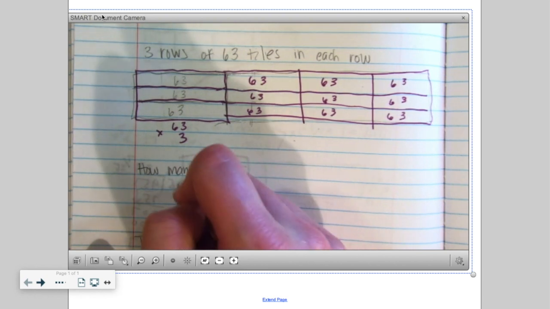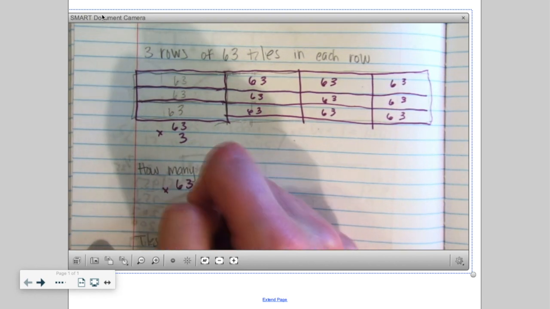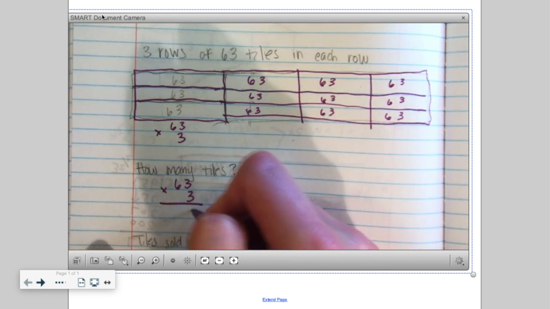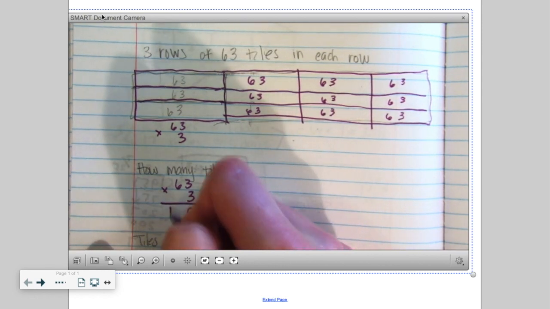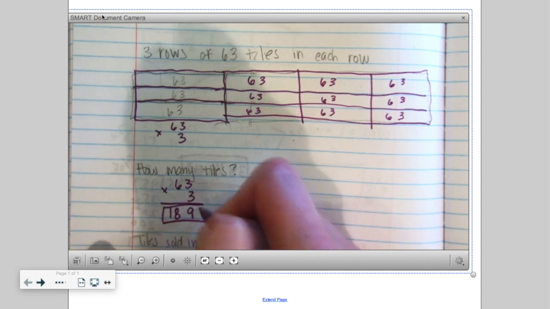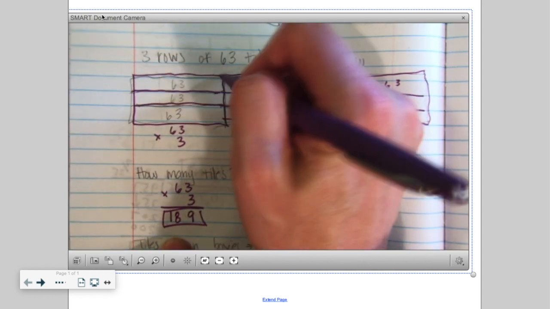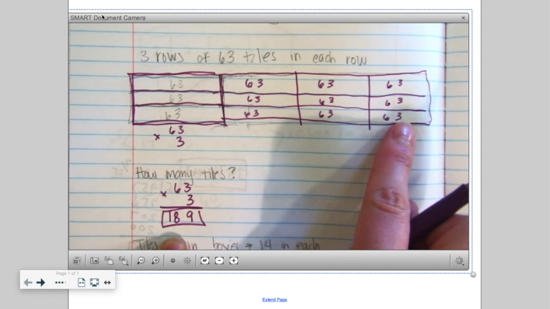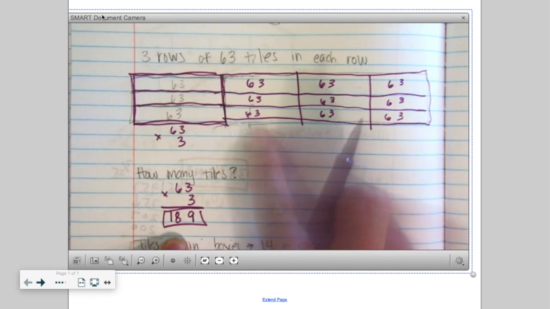I'm gonna go 63 times 3. I'm gonna choose the algorithm because I feel like it's gonna be really quick and efficient. 9, 6 times 3 is 18. So he has 189 in just this 1/4 of it. He has 1/4 of it. I need to find for 1 wall. I need to find for 4 walls.